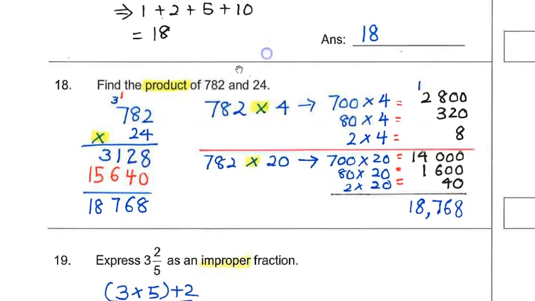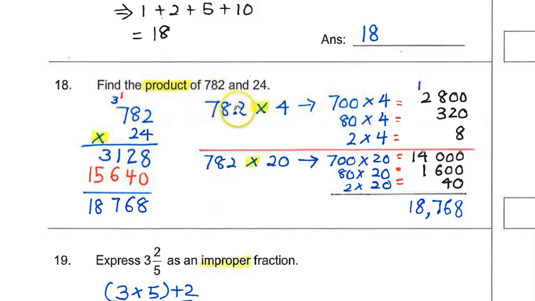Next, find the product of 782 and 24. This is the conventional way. I believe most of you learned it this way, but if you really need to check your answers and you have some time, try this way.